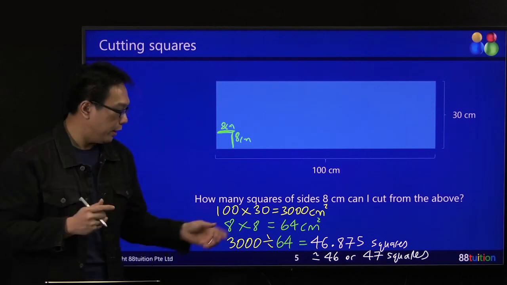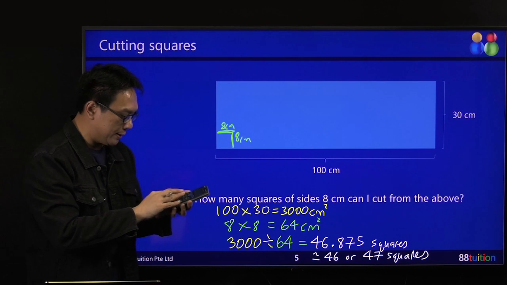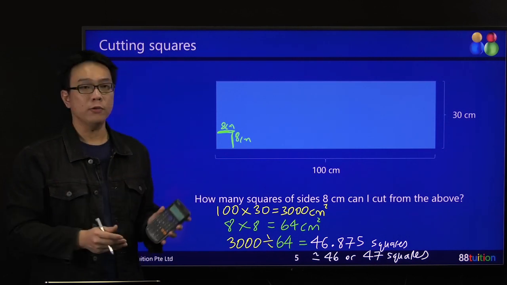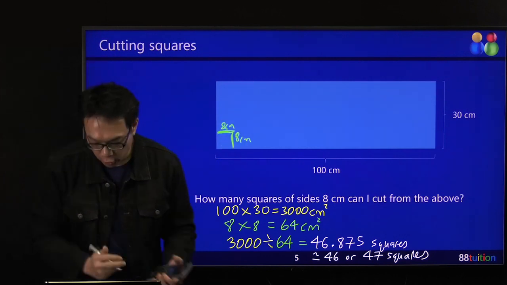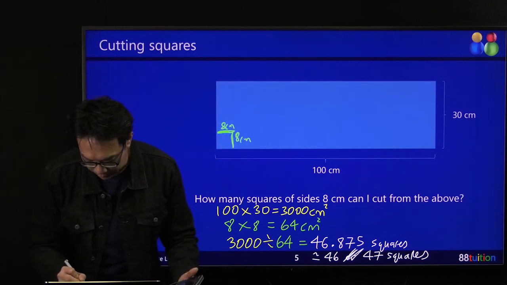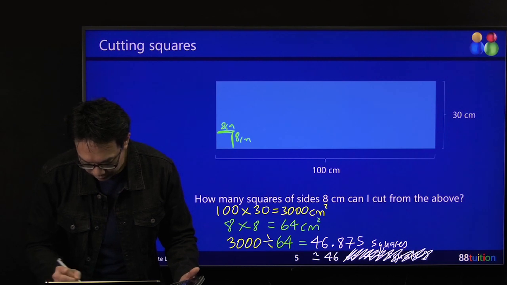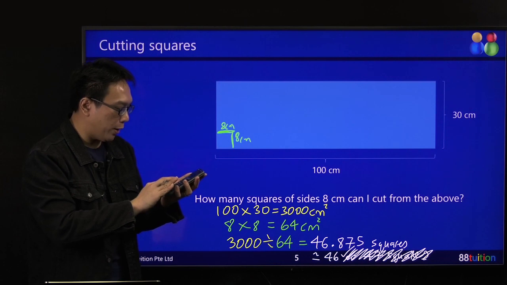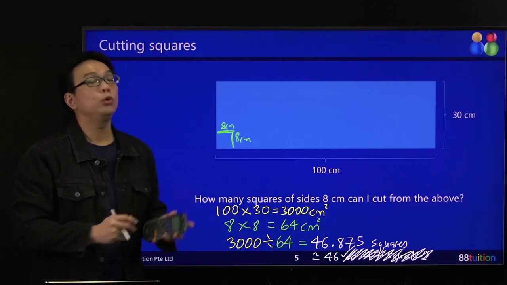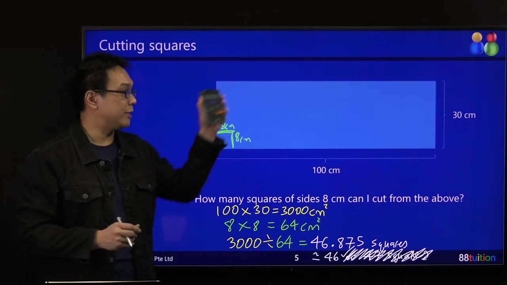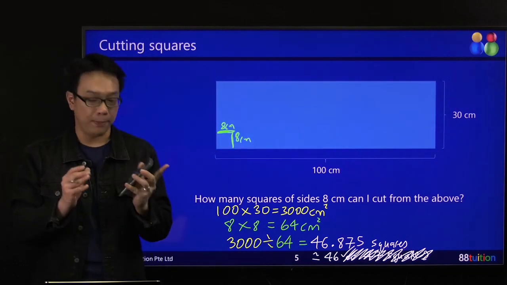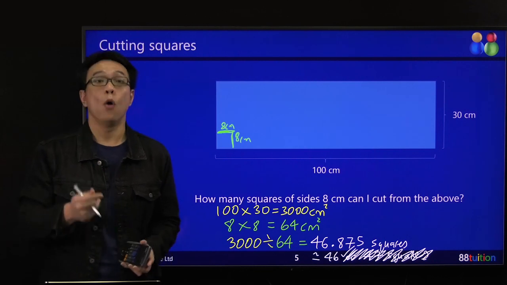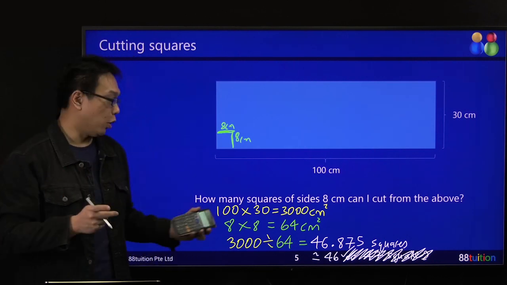Or maybe you think, if it's 47 squares and one square is 64 cm squared, times 64 is 3008. But I only got 3000. Oh no, so it exceeded already. So cannot be 47. So answer is 46. 46 times 64 equals 2944. This is a 3000 cm squared piece of paper, and I'm using 2944. So maybe 56 cm squared is wasted.